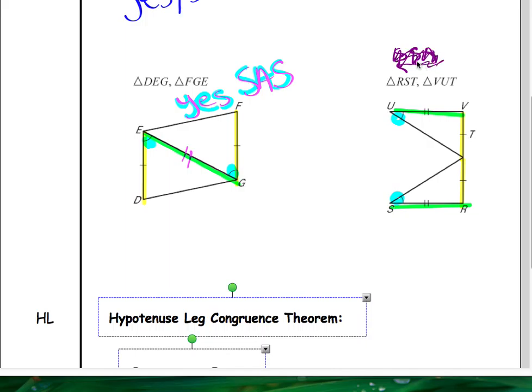This is not one of those reasons. The only time that would work out and you wouldn't write it is when it's hypotenuse leg. And there's no right angle here, so it cannot be hypotenuse leg. So these are not congruent.